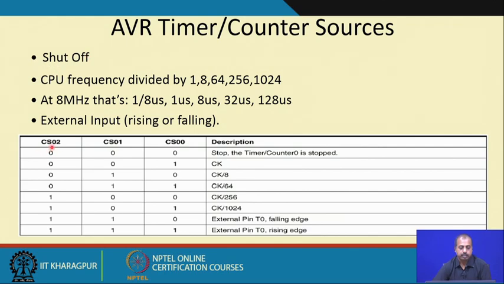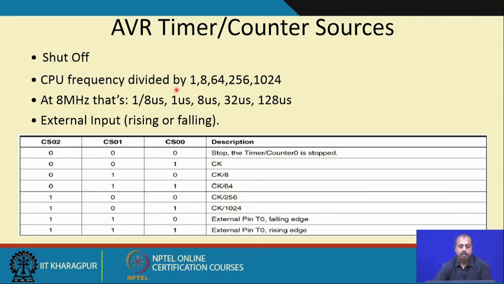These are the control lines CS02, CS01 and CS00. If these bits are 000, that means it is stopped and the timer counter is stopped. If the value is 001, then the timer counter will operate at the normal clock of the microcontroller. Then 010 it will operate at clock by 8 frequency, 011 will be clock by 64 frequency. This way there are a good number of settings: 8, 64, 256 and 1024, and of course we have the default setting.